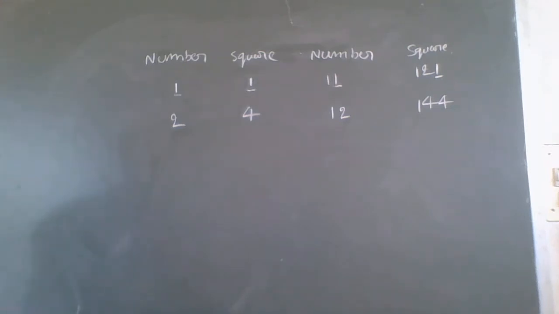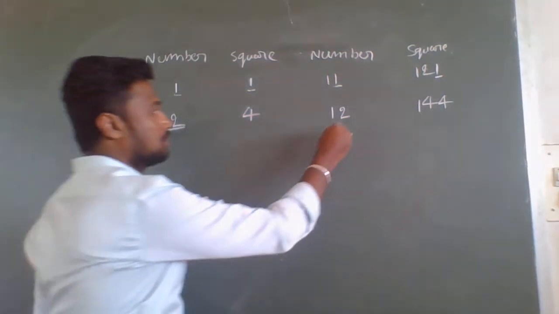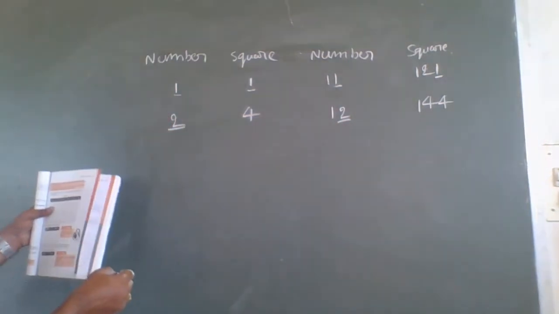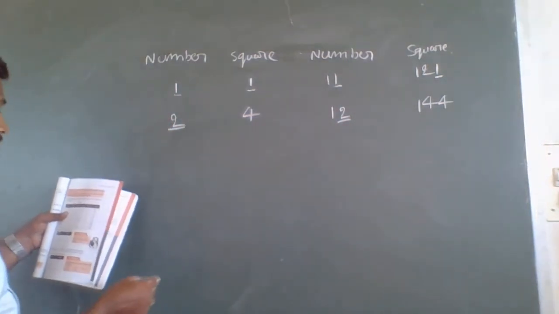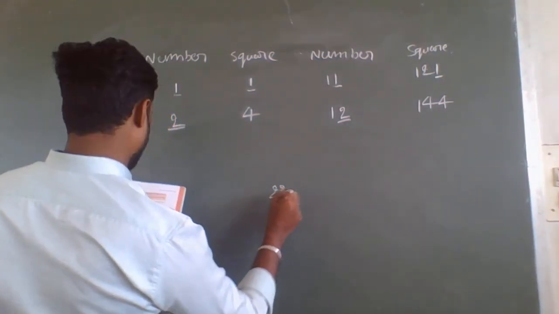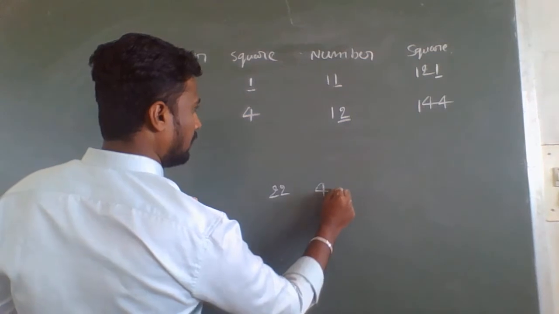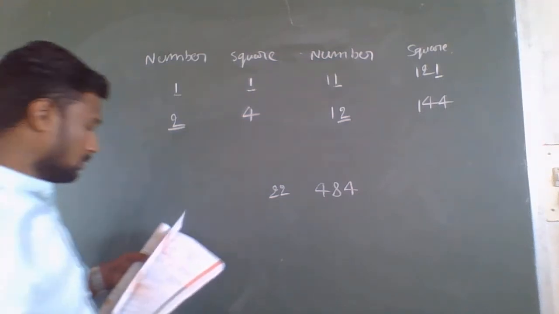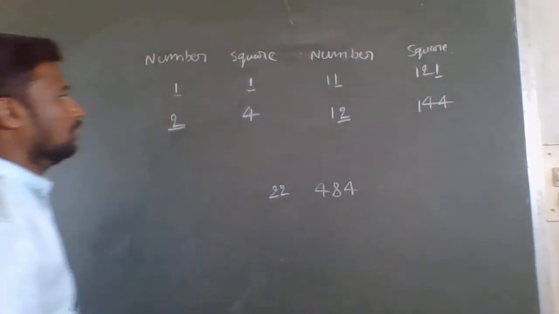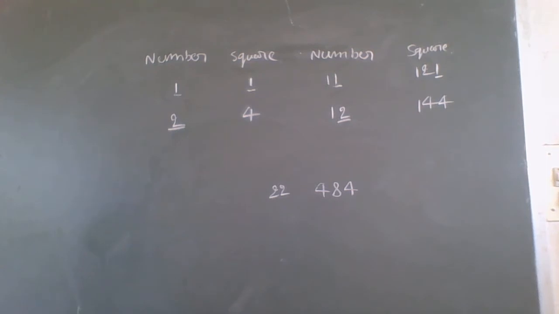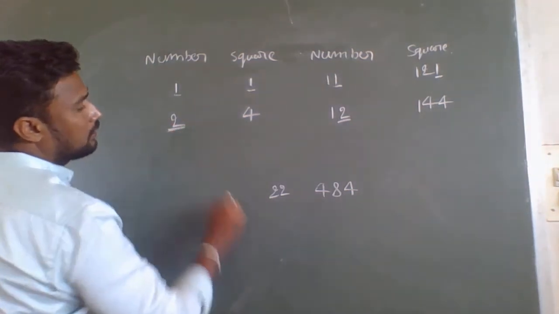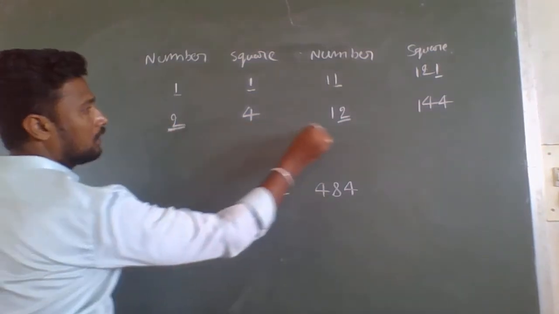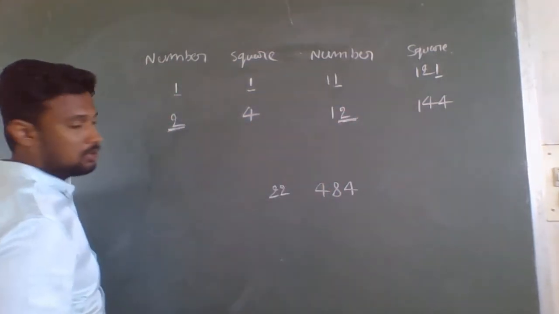Now we can observe when 2 is at the unit place. Here it is 2 and here also it is 2, and in the third column they have given 22. If the number is 22, the square is 484. So you can observe that when 2 is at the unit place, here 2 and in 12 the unit place is 2.